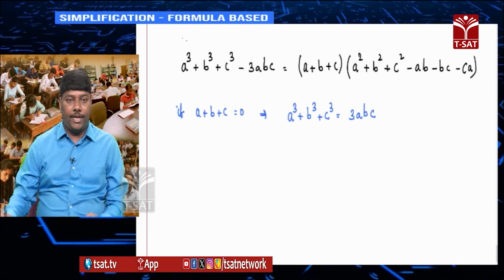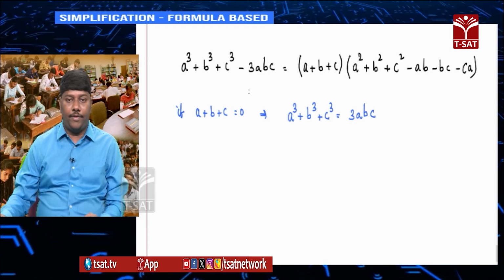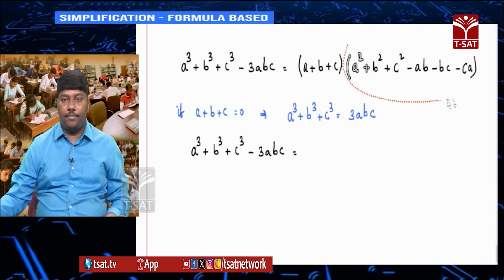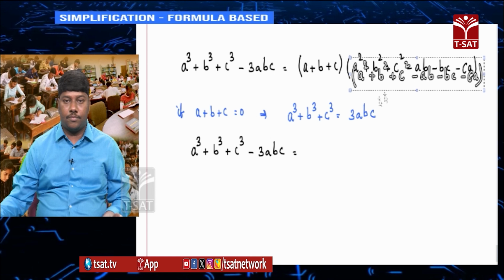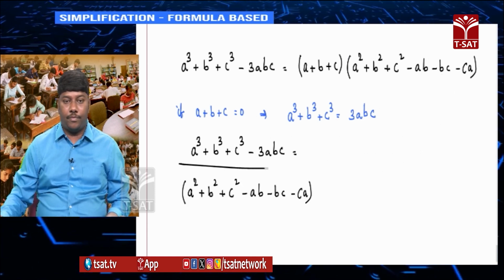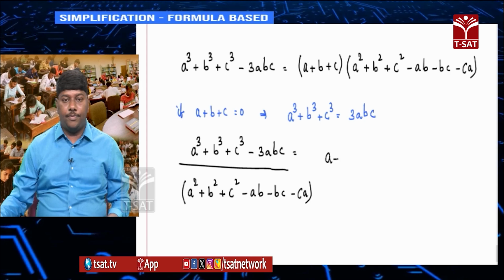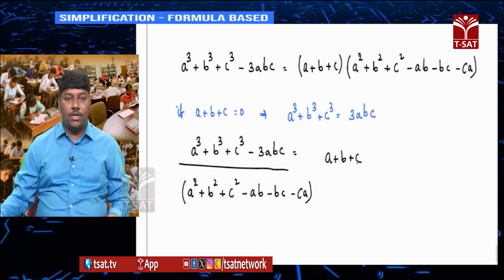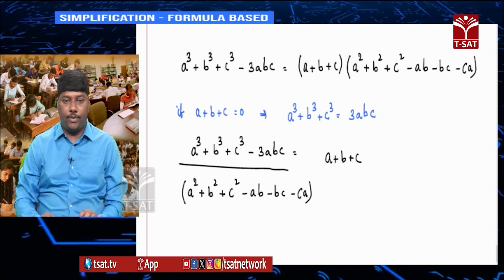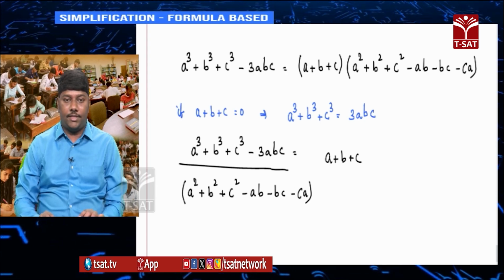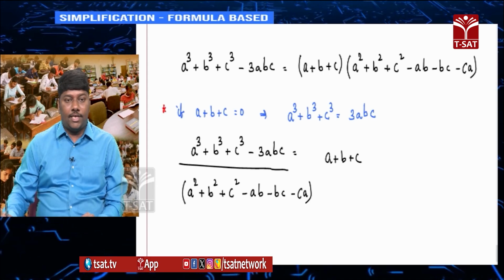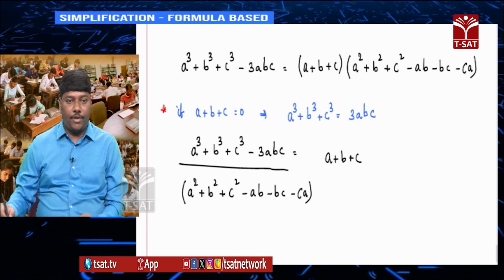Now, if you divide this by A plus B plus C, see what happens. If I divide it by the second part, we are going to get A plus B plus C. Suppose I divide it by A plus B plus C, you are going to get A square plus B square plus C square minus AB minus BC minus CA. But in most cases, they may give you this formula in such a way that A plus B plus C is equal to 0, or else like this.